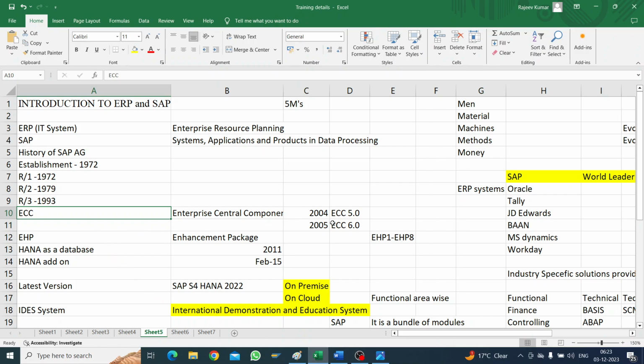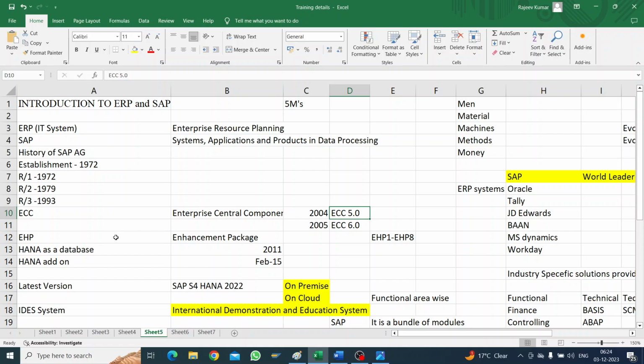And sometime in the year 2004, this ECC came into the picture for the first time. It is called Enterprise Central Component, and the first version was called 5.0 in the year 2005. Then the next version came, ECC 6.0.